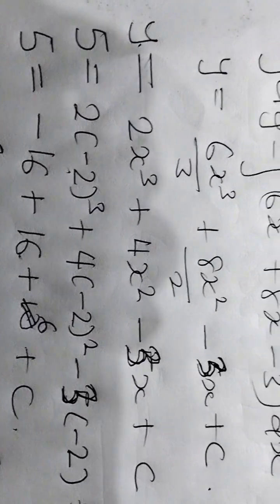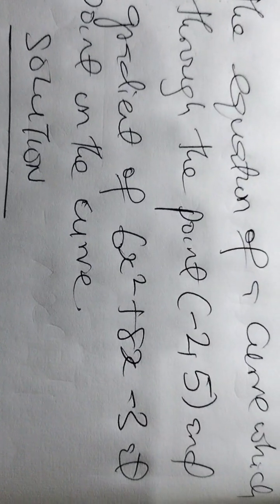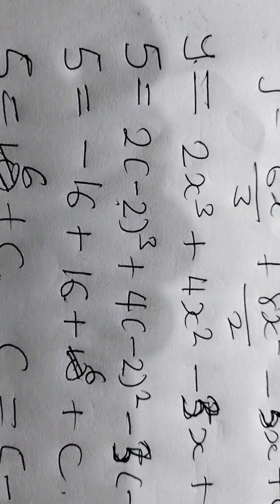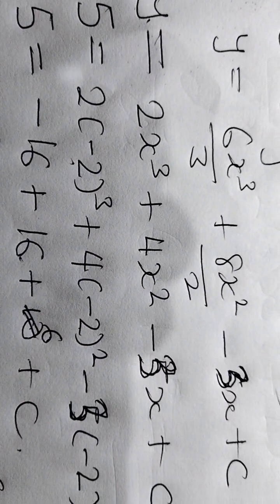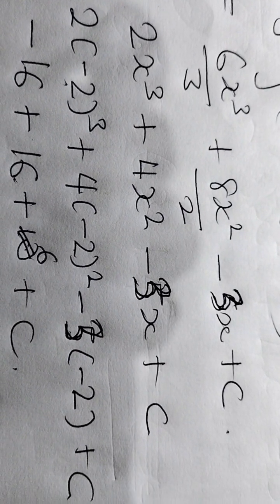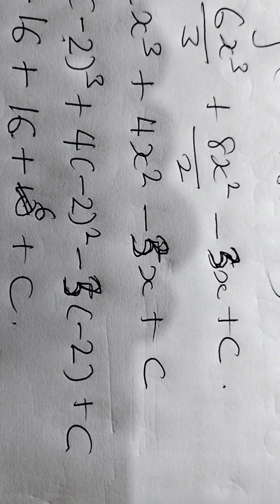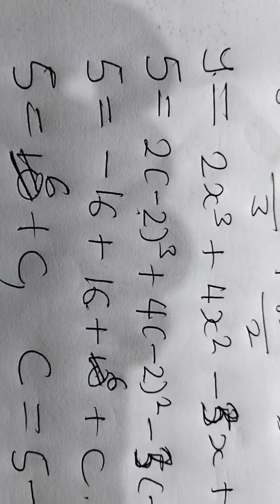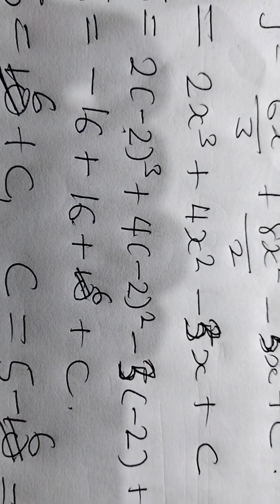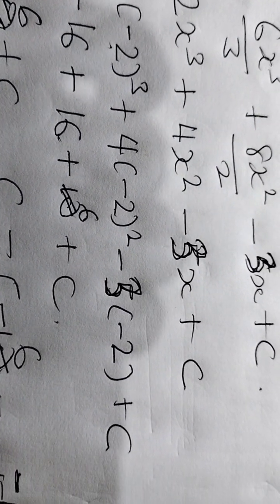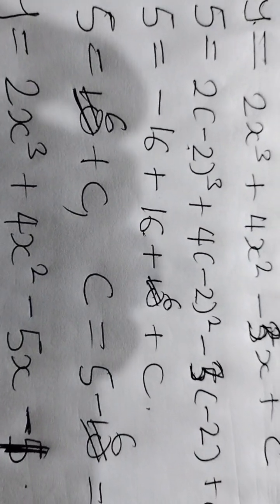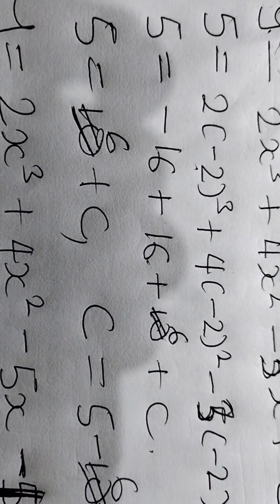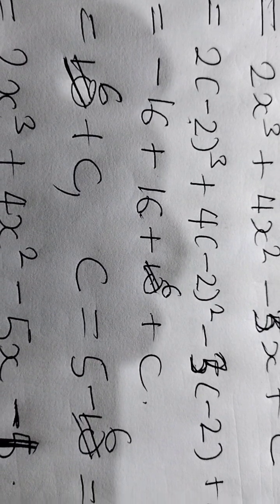Then substituting x as -2 and y as 5. Going back to the equation, 5 equals 2 into -2 raised to power 3, plus 4 into -2 raised to power 2, minus 3 into -2, plus c. Solving, we have 5 equals -16 plus 16, then plus 6 plus c. Making c the subject, we now have 5 equals 6 plus c. c becomes 5 minus 6, which is -1.